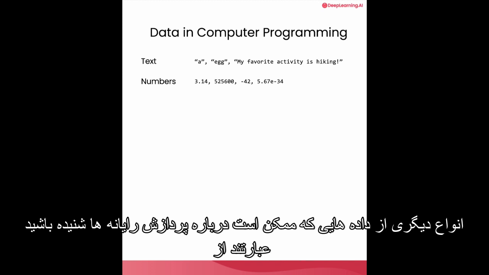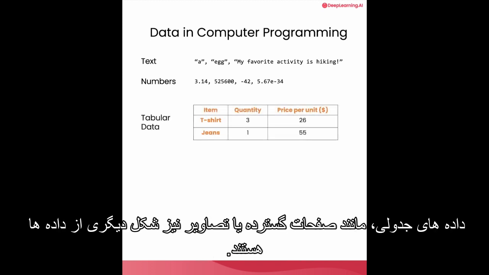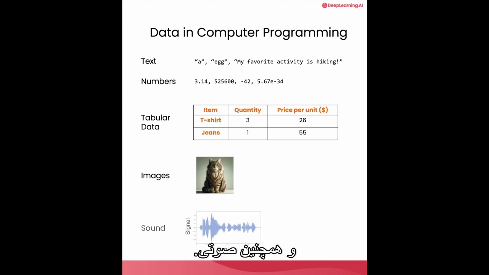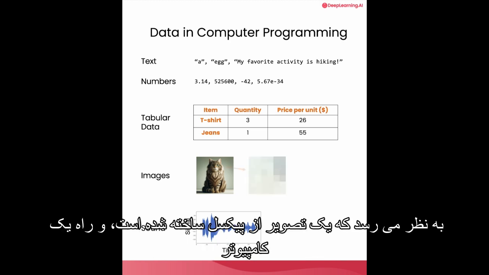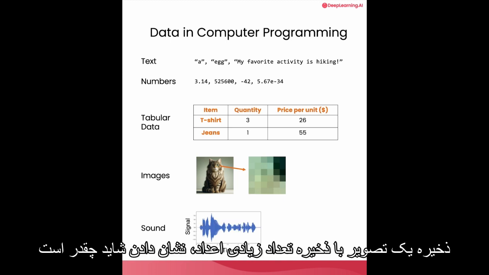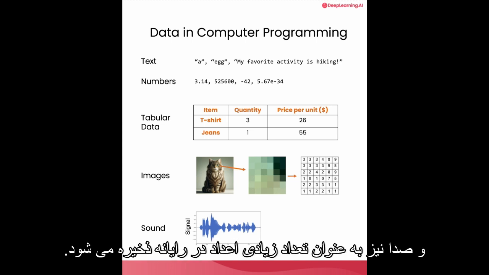Other types of data you may have heard of computers processing include tabular data, like spreadsheets, or pictures, which are another form of data, as well as audio. Almost all data in computers turns into either text or numbers. It turns out that an image is made out of pixels, and the way a computer stores an image is by storing a lot of numbers, showing maybe how much each pixel exhibits red, green, or blue, the three primary colors. And sound too is stored as a lot of numbers in a computer.